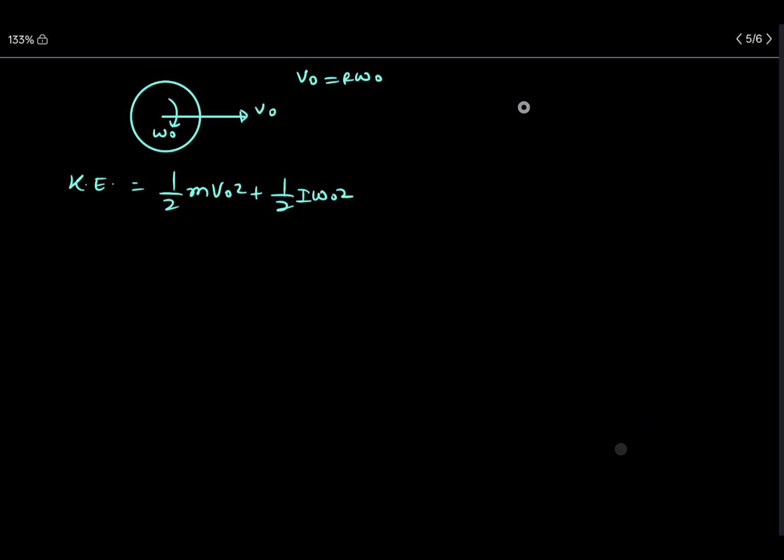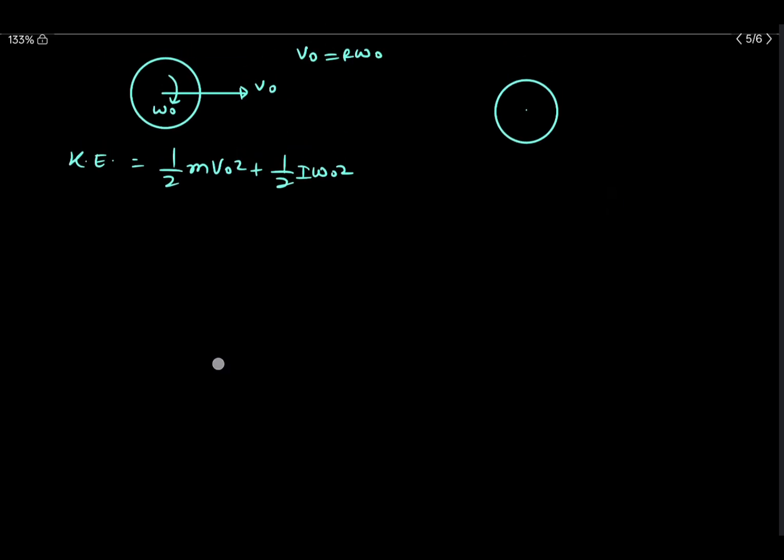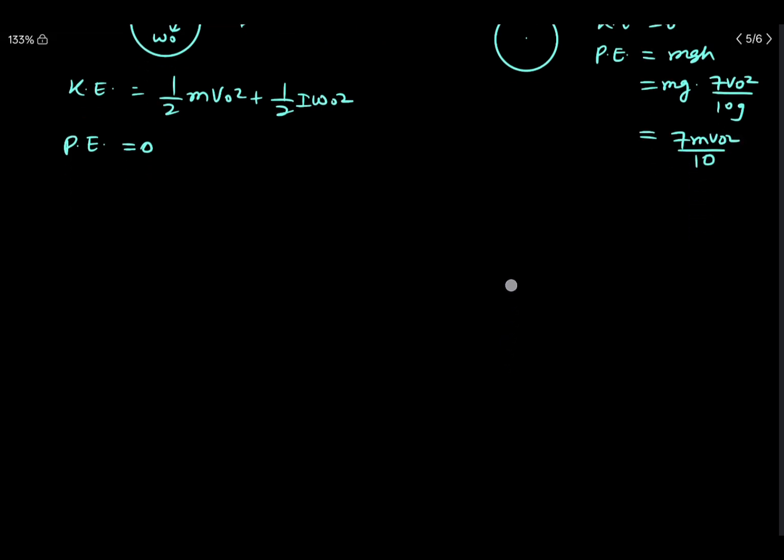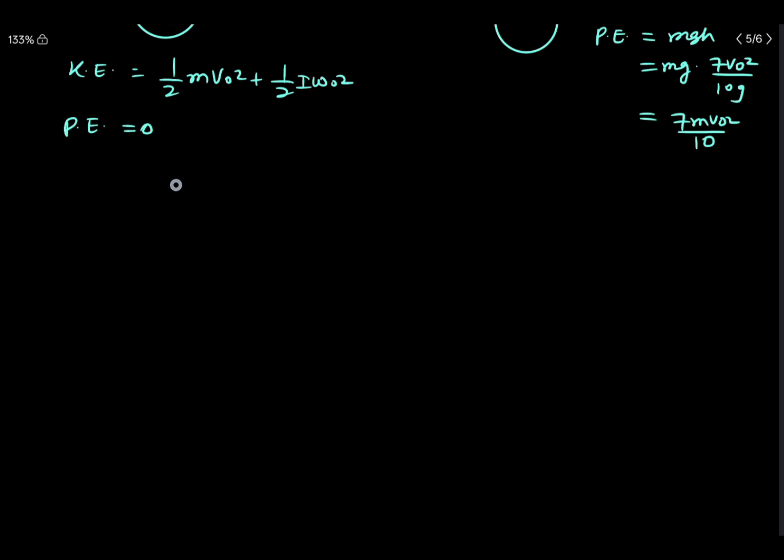And finally, there is only potential energy. So finally kinetic energy is zero. Here only potential energy is present, that is mgh, where h is given as 7 v naught square upon 10 g. So this is 7 m v naught square by 10. So now just equate the energy because work done by the friction is zero. So energy conservation we have to do.